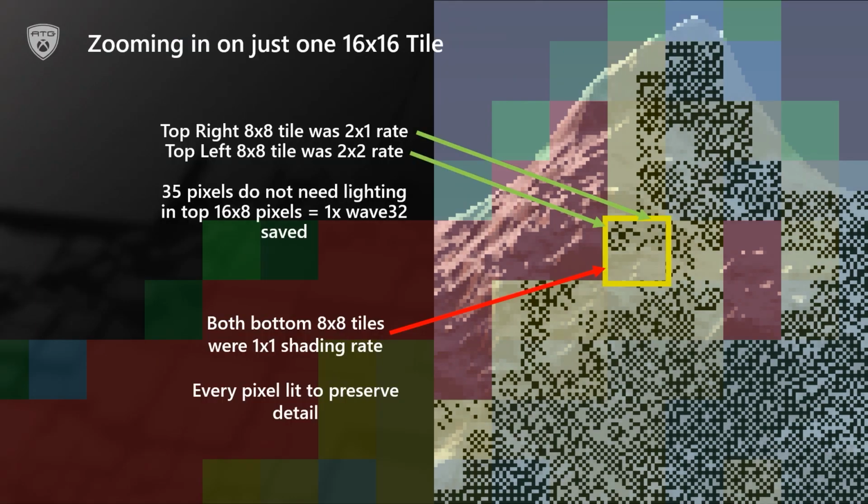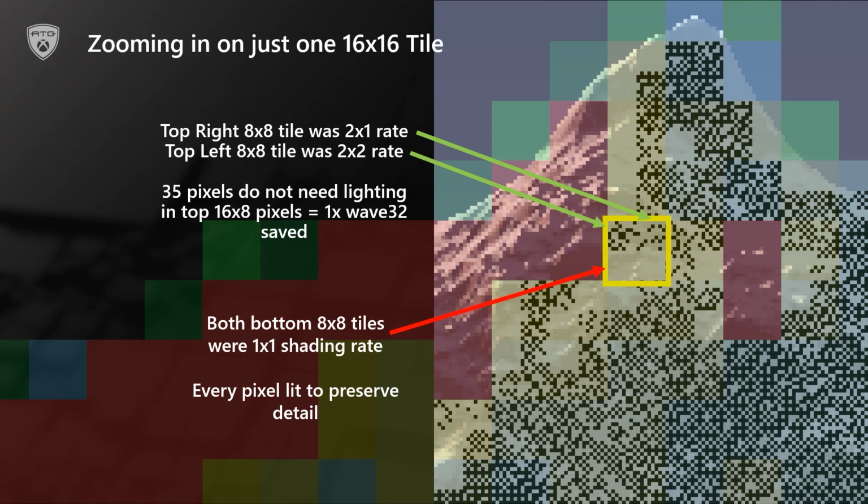Randomly picking just one 16 by 16 tile in this image, this one required 7 wave 32s to light, so the 8th wave was able to skip out and be repurposed elsewhere in the image to do some lighting somewhere else. So the top two 8x8 tiles within this 16 by 16 tile were a low rate. We had one 2x1 and one 2x2 rate. So this is where we're getting the saving.